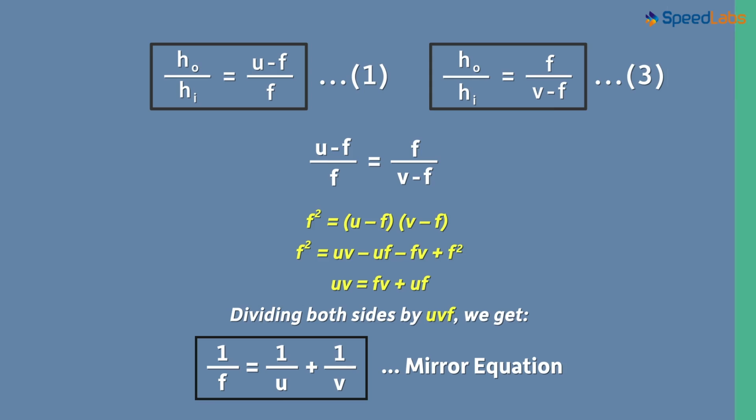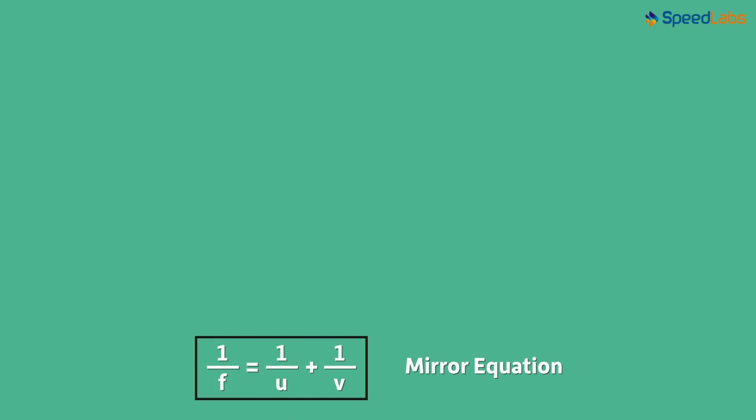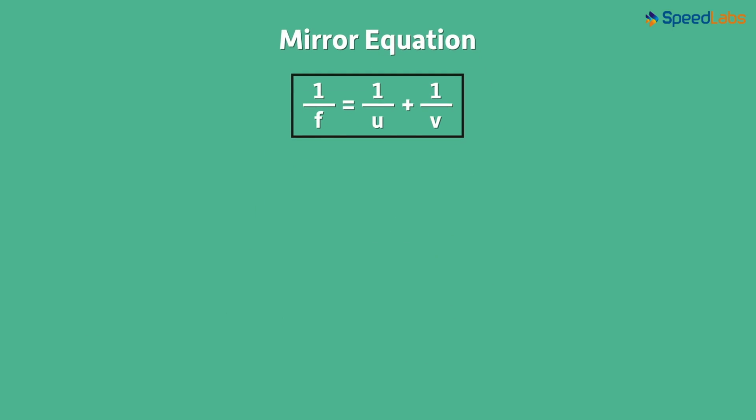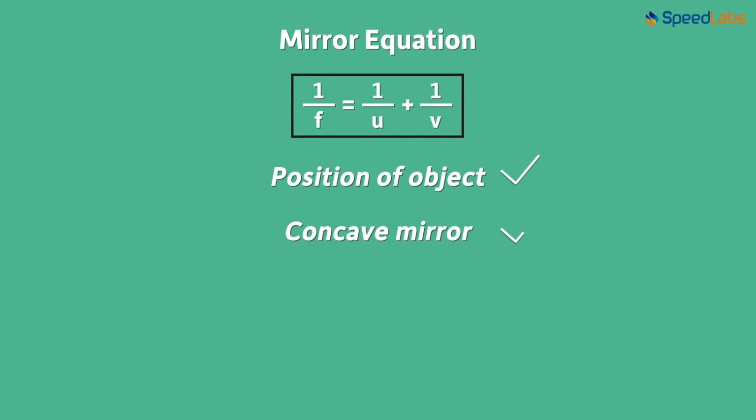Now, if you remember, at the start of the video, I told you that this is a general equation. That is, this equation is valid for any position of the object and for any spherical mirror under consideration. But is it so? In order to use this equation, we must make sure that some rules are followed. We will see those rules in our next video.